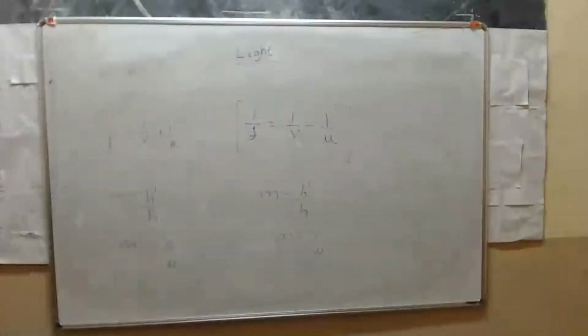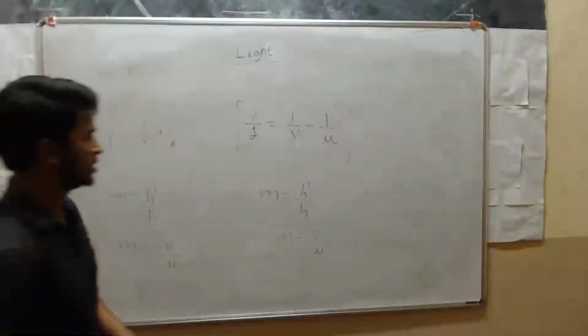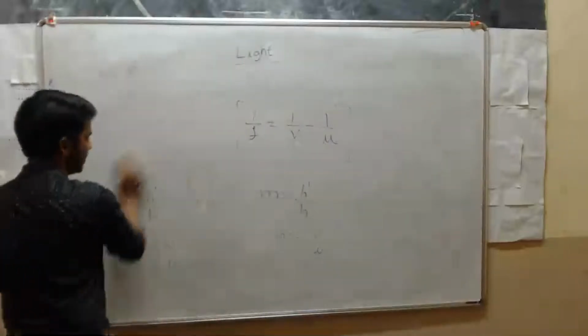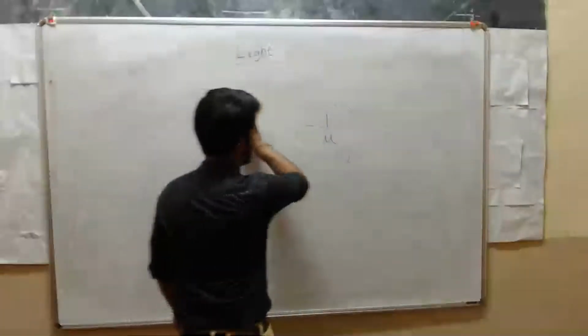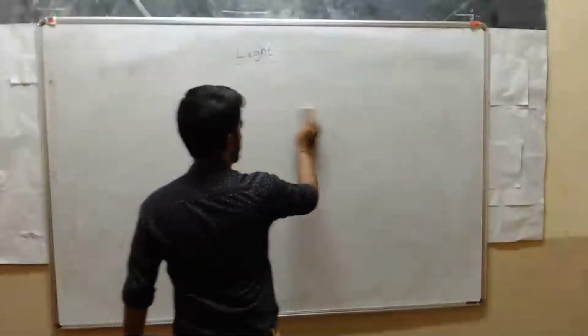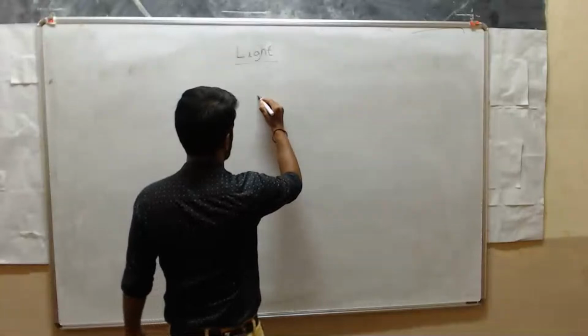Okay, before moving to problems, now let's look at the sign convention in lenses. The sign convention is also the same. We'll consider our Cartesian coordinate system. First, we'll study the sign convention in the convex lens.